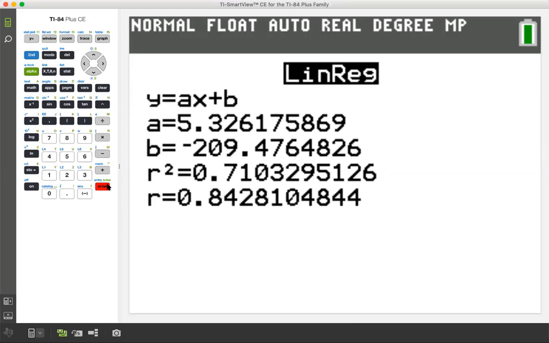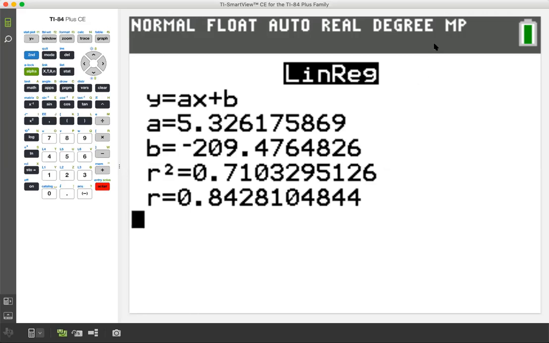And then part D says what's the correlation coefficient? That's just the R, that last value. And it's 0.84. So that's all we actually need the calculator for. The rest of this worksheet is kind of analyzing and interpreting.